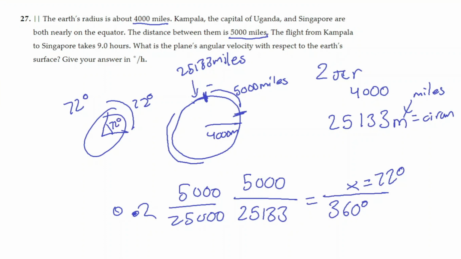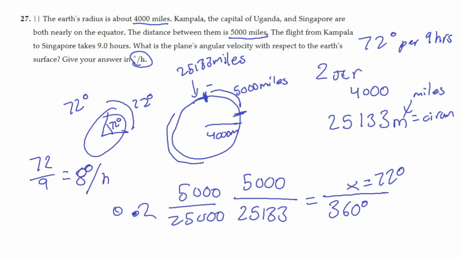So our angular displacement is going to be 72 degrees over the 9 hours. We want to find the answer in degrees per hour, so all we need to do is 72 divided by 9 hours, and 72 divided by 9 is going to be 8. So our angular velocity is going to be 8 degrees per hour. And that is going to be our final answer.